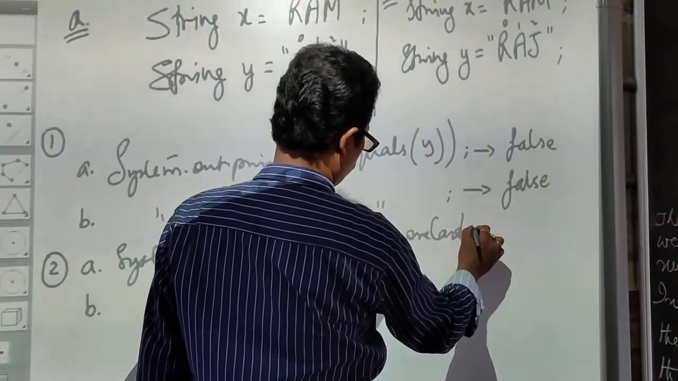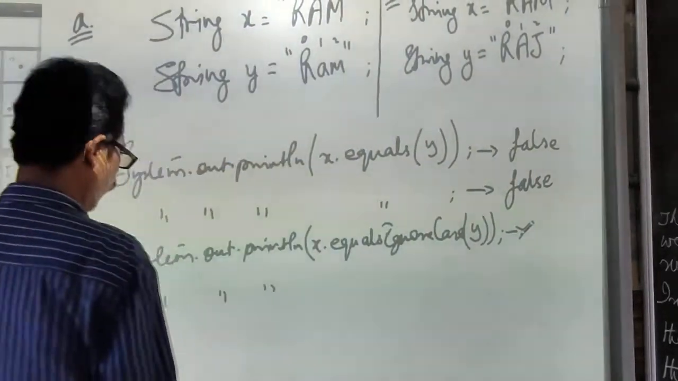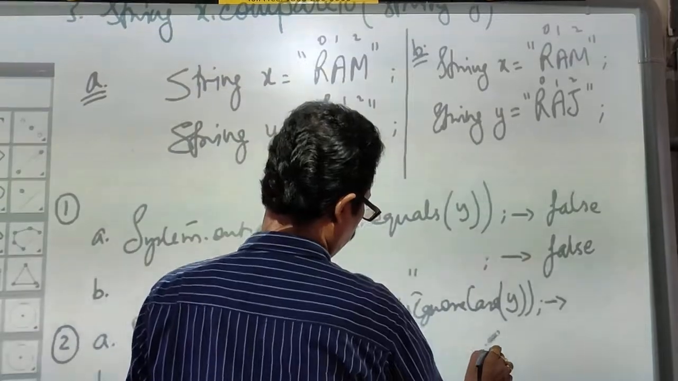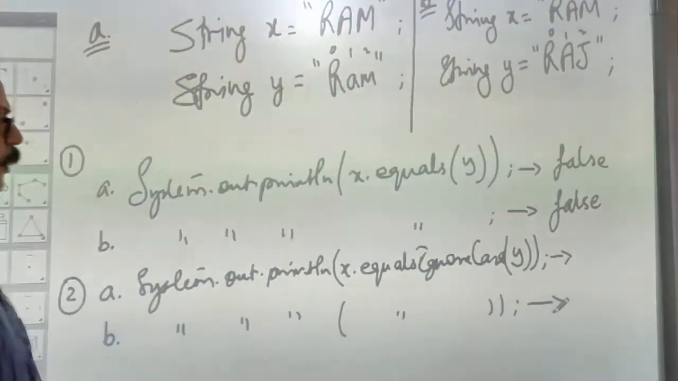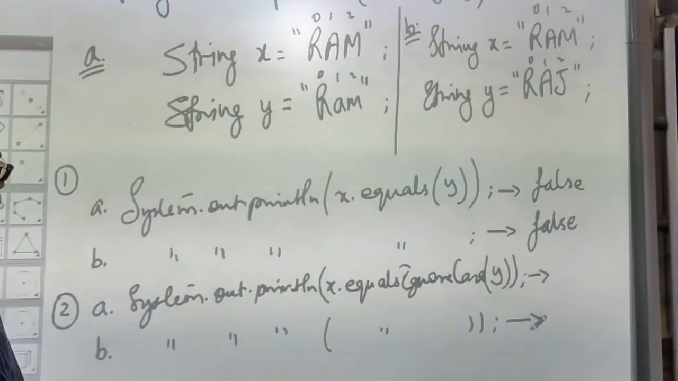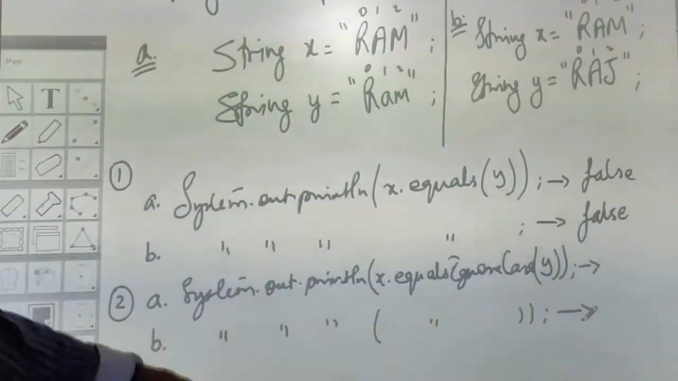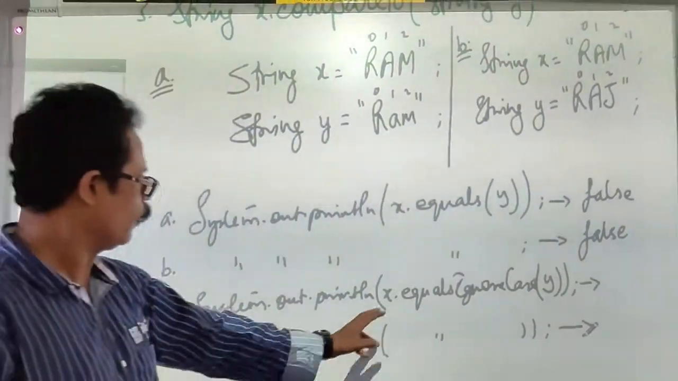So it is y. And then what happens in the same case here also? Okay. So what is the result in the second case? Both are same. In both the cases, I am writing x dot equalsIgnoreCase y. So in the first case, as we have seen, we go on to the second case, equalsIgnoreCase.